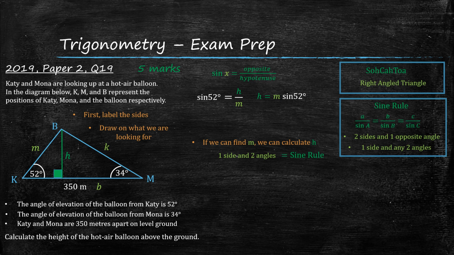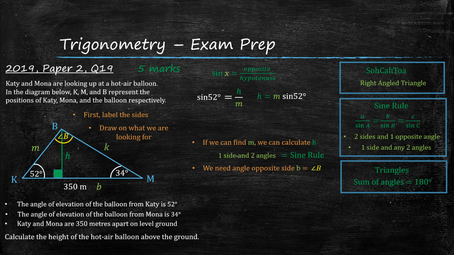Okay, but to use the sine rule, we need to have the angle opposite the side we have. So we have side B and we need angle B, which is opposite side B. So this is marked on the diagram. You can see angle B. Now how can we calculate angle B? Well, the sum of the angles of a triangle is equal to 180 degrees. So we can use this knowledge to calculate angle B.